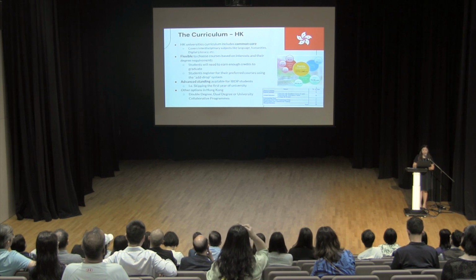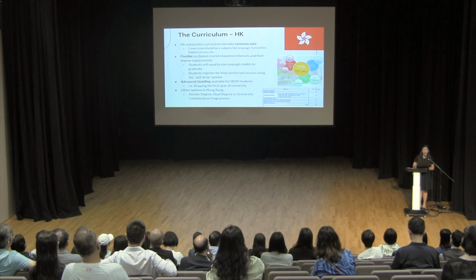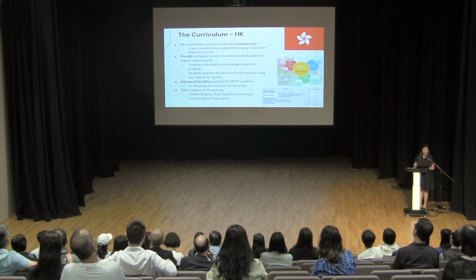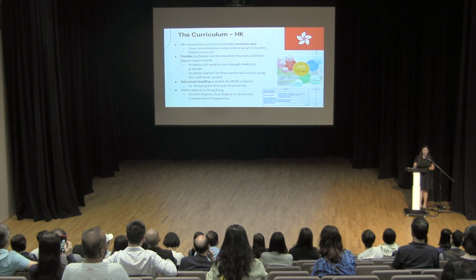Depending on the grade and student interest, we do always encourage students to start from the first year to experience the whole university experience. There are also other options in Hong Kong, such as double degree, dual degree, or university collaborative programs. For example, Hong Kong universities work with UC Berkeley, Peking University, and Cambridge, and you can do half of your course in Hong Kong and half elsewhere.